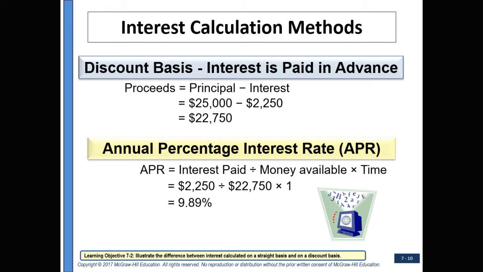However, we are going to provide it on a discount basis. You will receive $22,750. The interest calculation to determine the real APR based on a discount basis equals interest paid divided by the money available times time. Slightly changes what you recognize as your interest expense. However, the bank continues to receive the amount of interest that they required.